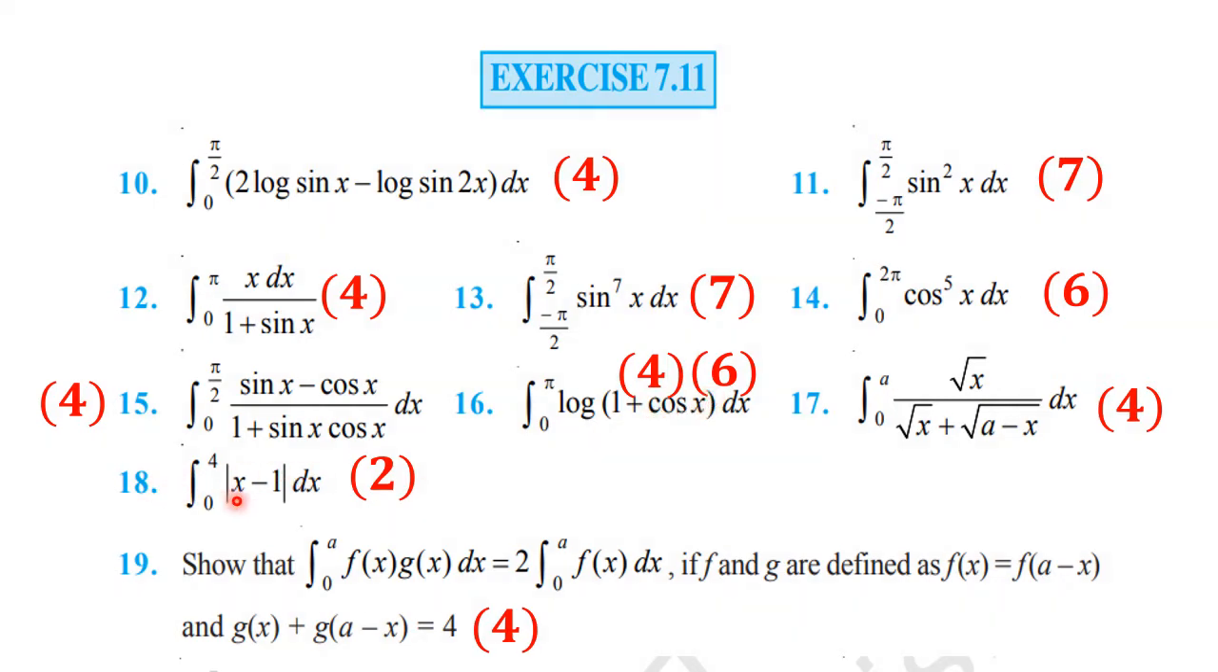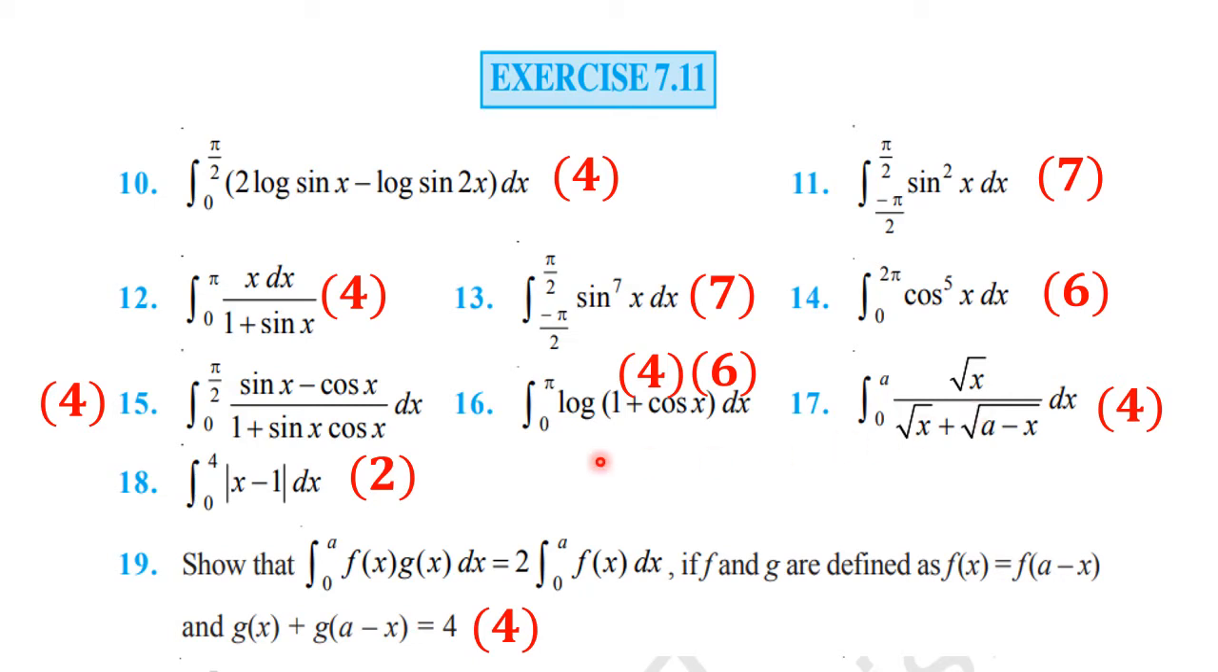Question number 18 is the same type as questions number 5 and 6 from this exercise, which we have already done. Questions number 10 and 16 are of the same kind, so I will do question number 16, which is much more difficult than question number 10. Questions number 13 and 14 are of the same type. Question number 11 is an even function. And questions number 12, 15 and 17 are very simple.